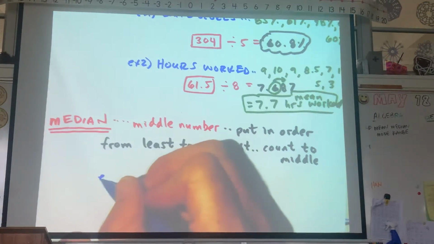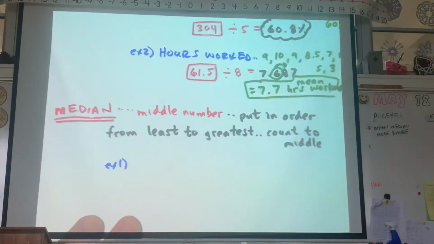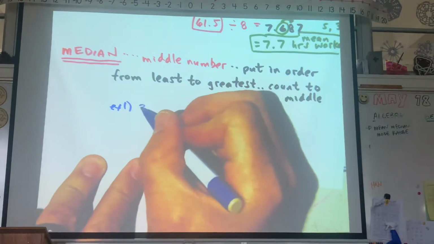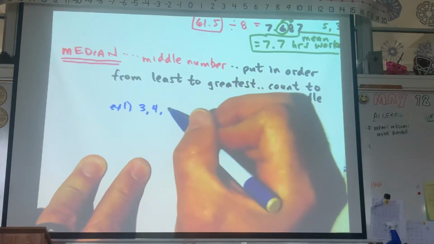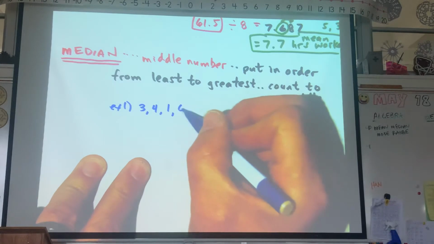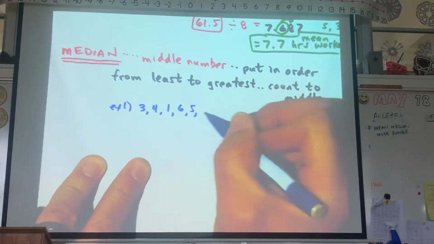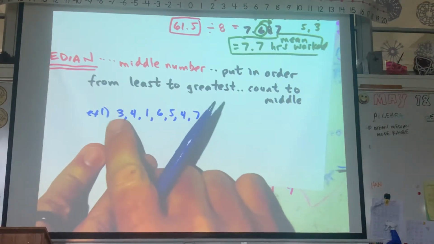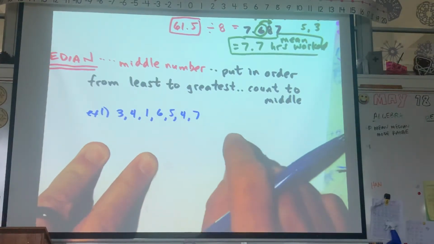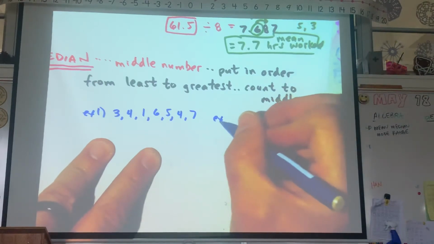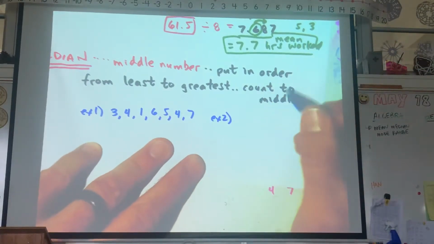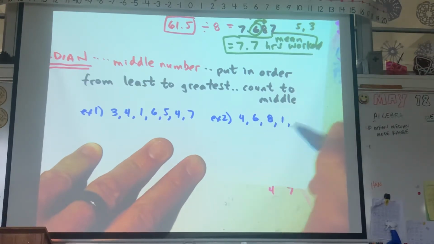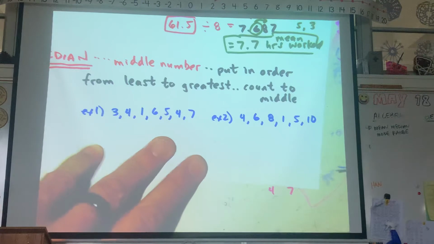Here's my example. Example 1: 3, 4, 1, 6, 5, 4, and 7. That's 1, 2, 3, 4, 5, 6, 7 numbers. And here's example 2: 4, 6, 8, 1, 5, 10.